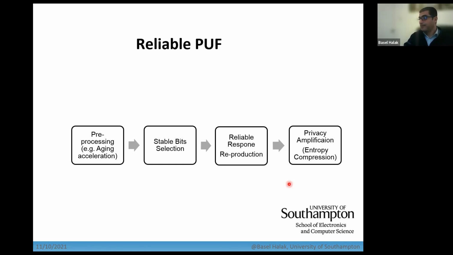At the end stage here, the entropy of the response might actually be reduced. So we need some form of entropy compression or privacy amplification. It could be simply a hash function. But again, something that you always need to keep in mind is the cost. We need to keep the cost down.